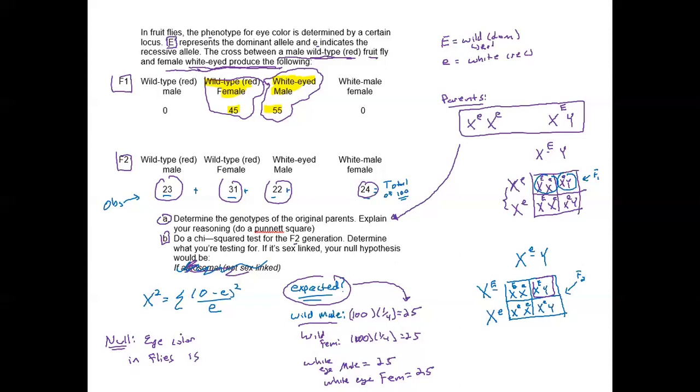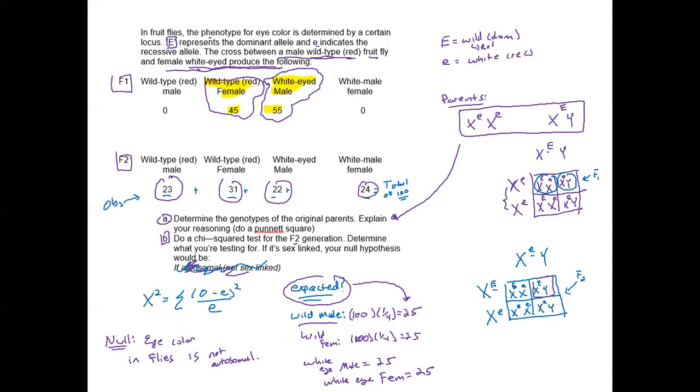Okay. Now the way I set this up here is critical. The eye color in flies is not autosomal. I'm writing that in the way that I'm hoping to fail to reject it, because remember, autosomal traits are traits that are in all your chromosomes besides your sex chromosomes. So this makes sense. You can write it in a couple of different ways, but this is the way I'm going to write it to do my chi-square calculation on.